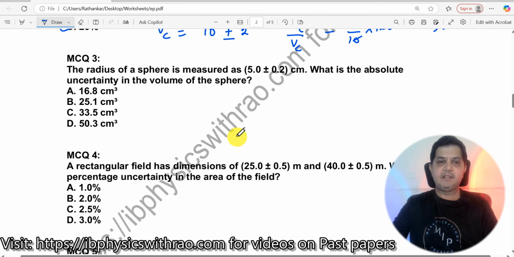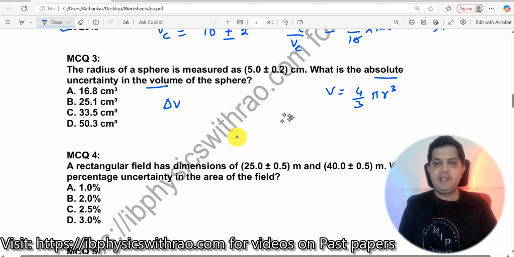Okay, next. The radius of a sphere is measured as 5 plus or minus 0.2 centimeter. What is the absolute uncertainty in the volume of the sphere? Absolute uncertainty. So you need to calculate the value of delta V. To do this, first we will write V is equal to 4 by 3 pi r cubed. This is what we need. See, all the numbers are different over here. We need to calculate only the value of delta V, nothing else.